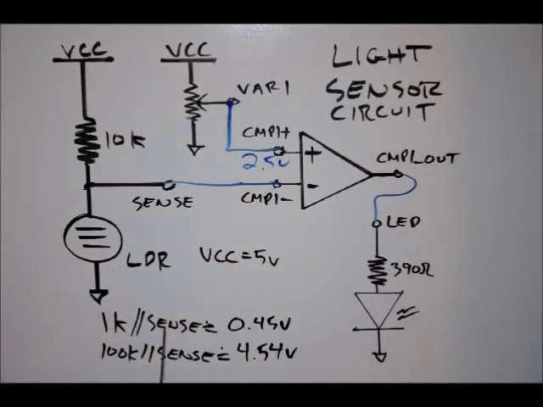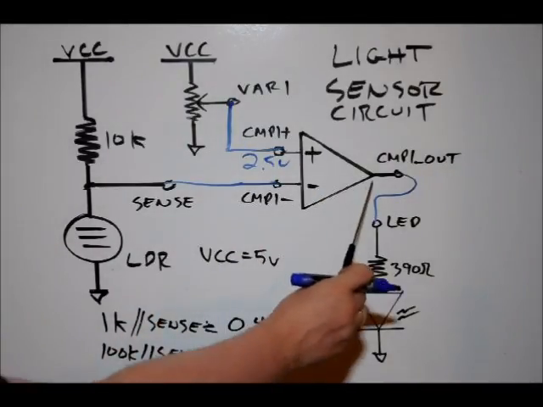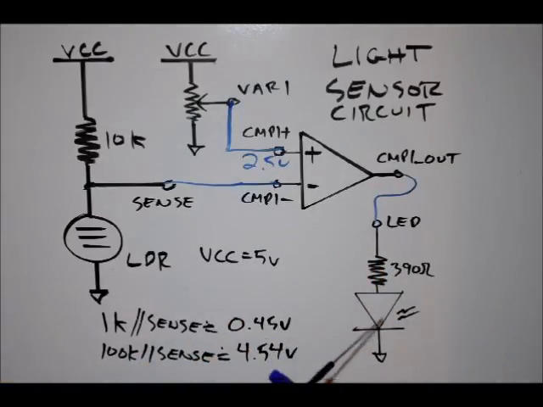So in light, 1K will have 0.45 volts on the negative input when there's a lot of light on in the room, and there will be a higher voltage of 2.5 volts on the positive input. So when there's a lot of light hitting the sensor, our output will be high, 5 volts, and our light emitting diode will turn on.